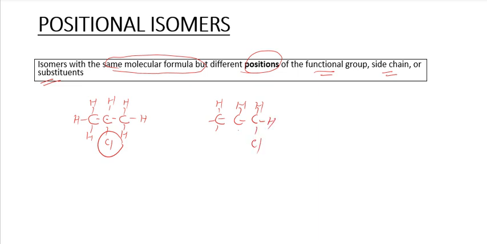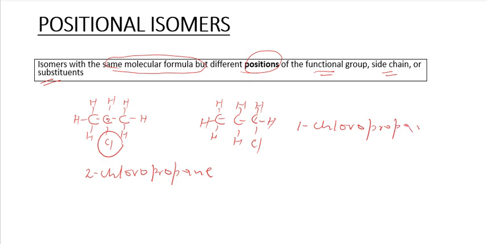We put the Cl here, and where there was an H, we take it and put it here. So they are positional isomers. This is in position number 1. This is in position number 2. So if we name this one, we'll say 2-chloropropane. But this one is on number 1, it's 1-chloropropane. So the position of the Cl has changed from number 1 to number 2. Okay, that is positional isomers.